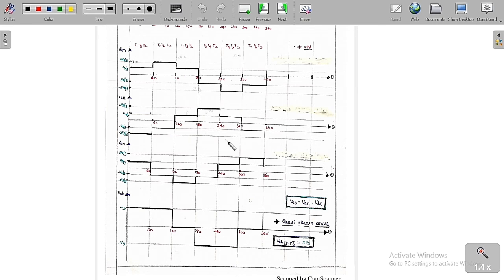After this, suppose I want to find the line voltage VAB. VAB is equal to VAN minus VBN. If you take the difference of these two graphs, you are going to get the line voltage VAB. This is called the quasi square waveform, whereas these are the stepped square waveforms. These are like steps, so we are going to call it the stepped wave.